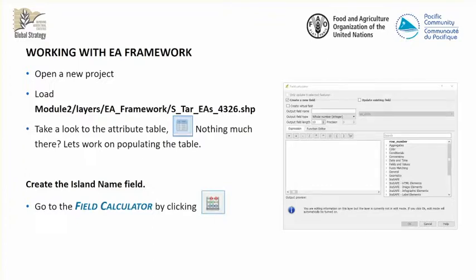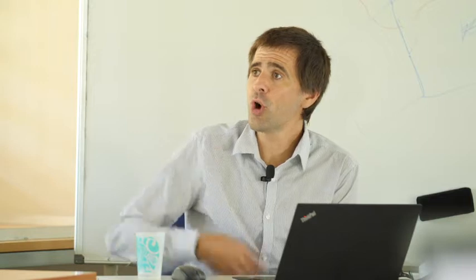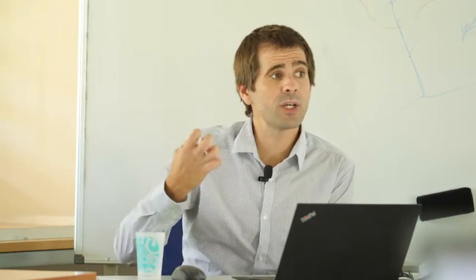Okay, now we're working on an exercise where we are going to use an EA framework and we are going to work on that EA framework. We are going to populate the attribute table, okay, and undertake different operations. What I want you to do is, if you want, you can save your current project. You call it topology check-in, etc. And then you open a new one. It's important that we open a new one because the one we were using for the topology is using Fijian local grid, and now we're going to load a shapefile which is in WGS84, and we might find problems or we will need to readjust these projection settings in the project. So the best way to avoid this, since we are going to start from scratch with a new project, is just save your current project and open a new one, okay?